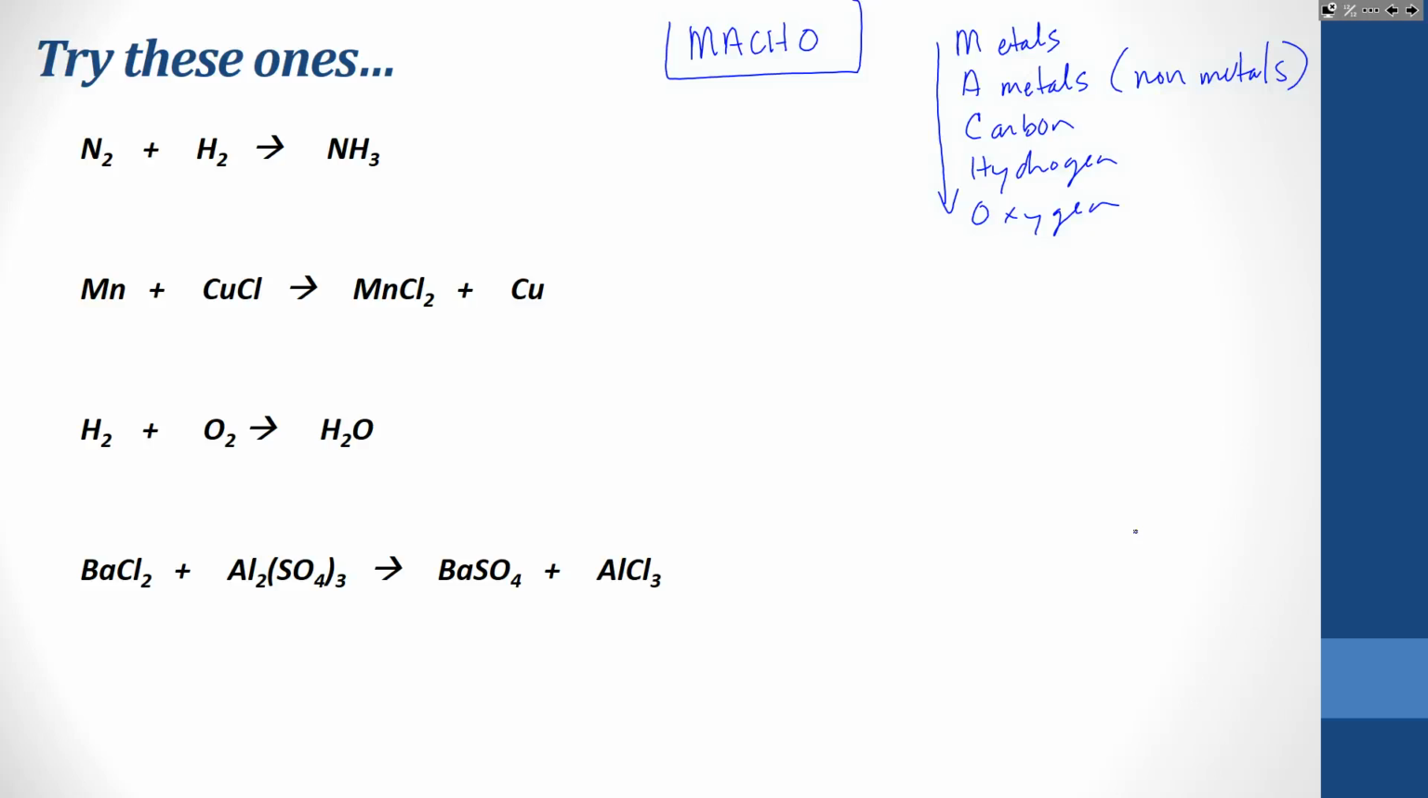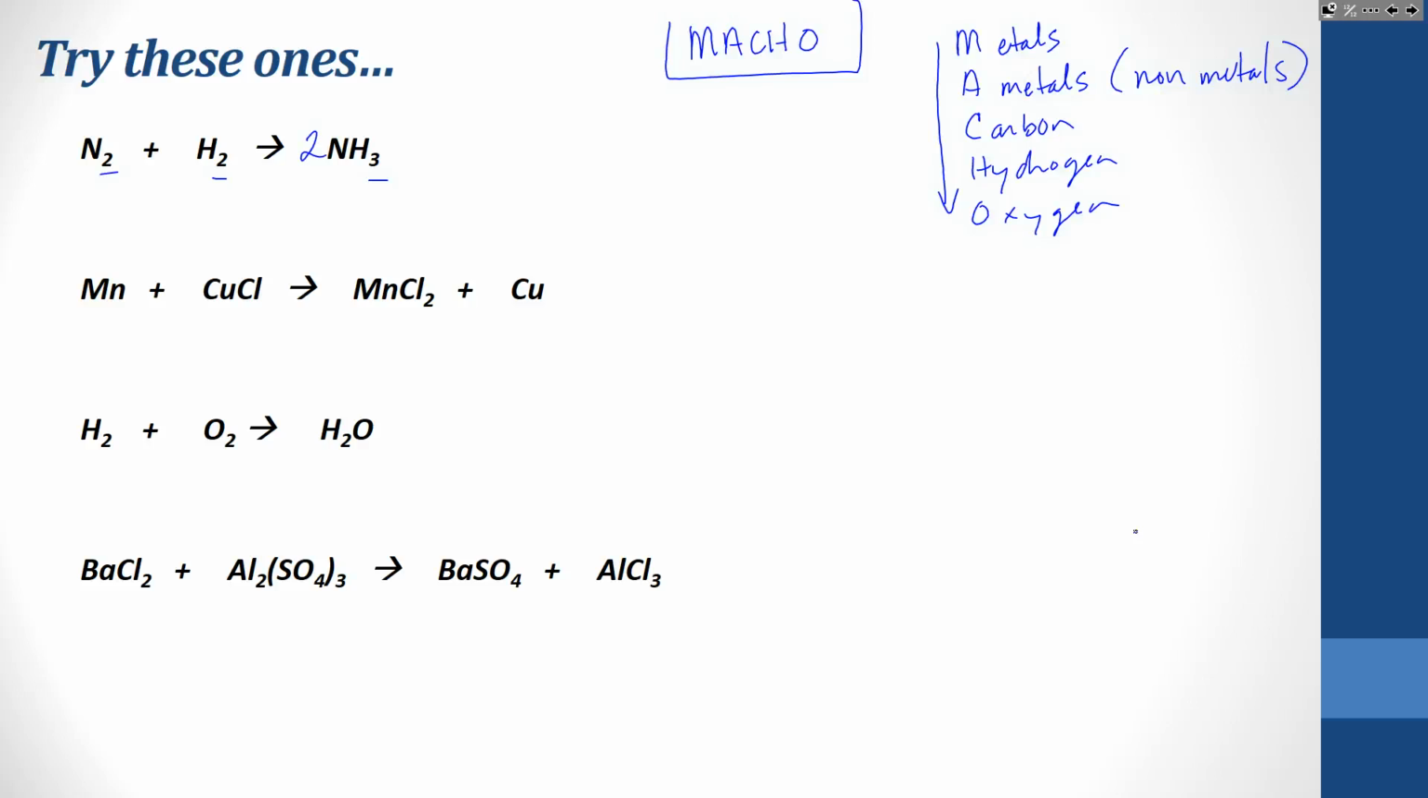So if I'm doing question number 1, I'm not going to worry about the 2 hydrogens first. I'm going to leave that alone. Nitrogen looks like it would be really easy to balance because there's a 2 there. All I have to do is put a 2 here, and now my nitrogens are balanced.